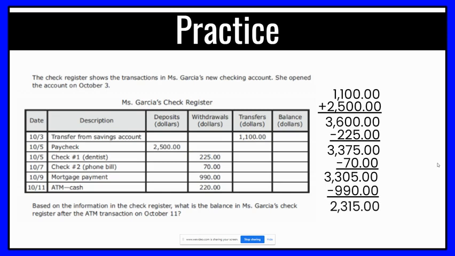And I'm left with $2,315. And then I had an ATM withdrawal, so I took out cash of $220. And so after I subtract that, we are left with a balance of $2,095.